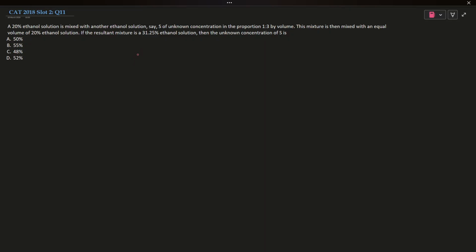We will use the alligation method, the number line method. This question is for mixtures and alligation. You can use the weighted average concept. We will use the concept of weighted average, and we will use the number line method.